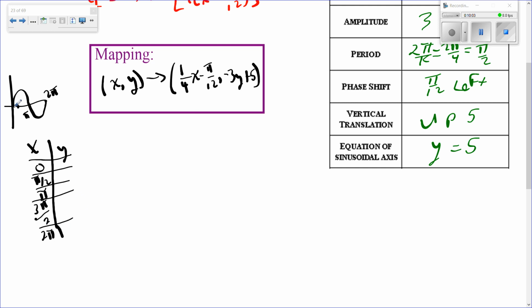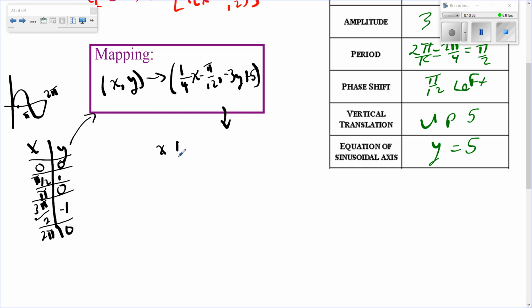All right, so 0, the sine value is 0. Pi over 2, the sine value is 1. Pi, the sine value is 0. 3 pi over 2, the sine value is -1. And 2 pi, the sine value is 0. Feed those points into this mapping, every ordered pair. It'll output the new ordered pairs after it applies all of our transformations.